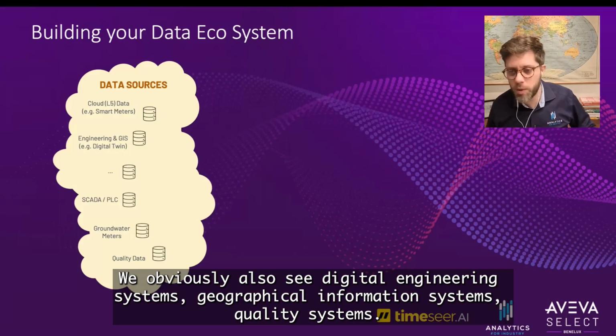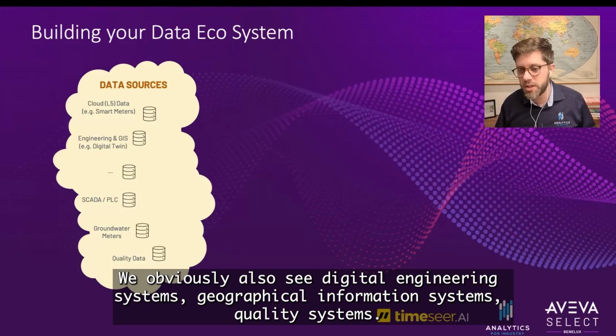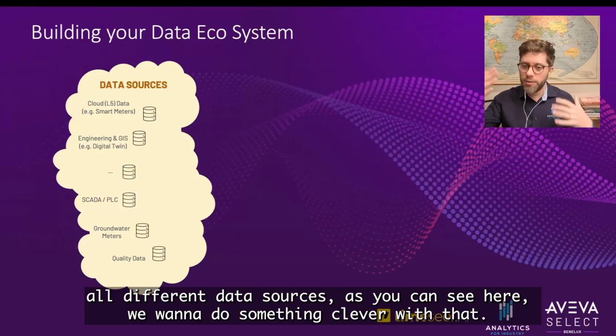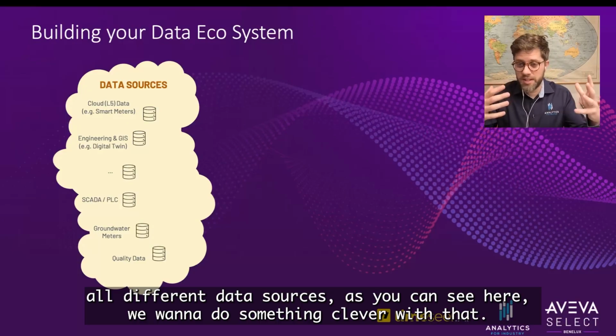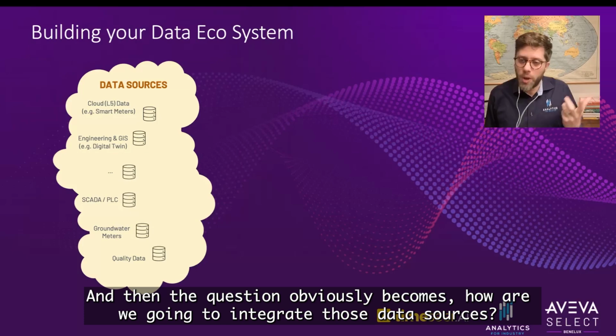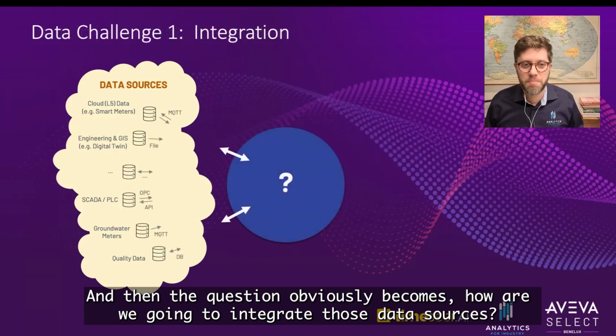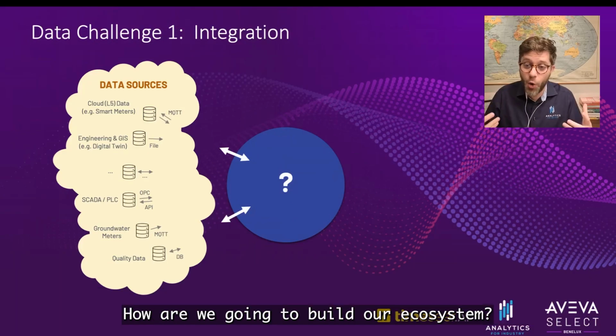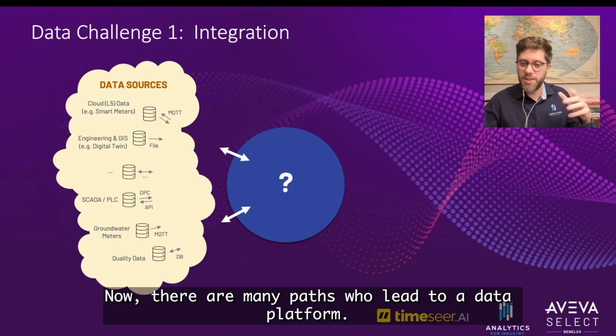And more, we obviously also see digital engineering systems, geographical information systems, quality systems, all different data sources, as you can see here, and we want to do something clever with that. And then the question obviously becomes, how are we going to integrate those data sources? How are we going to build our ecosystem?